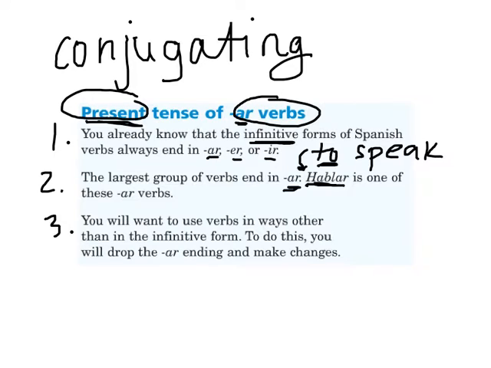3. You will want to use verbs in ways other than the infinitive form, right? We don't want to say, I to speak. We want to say, I speak, or she speaks. To do this, we will drop the AR ending and make some changes. So on the next slide, we're going to talk about how to do that.